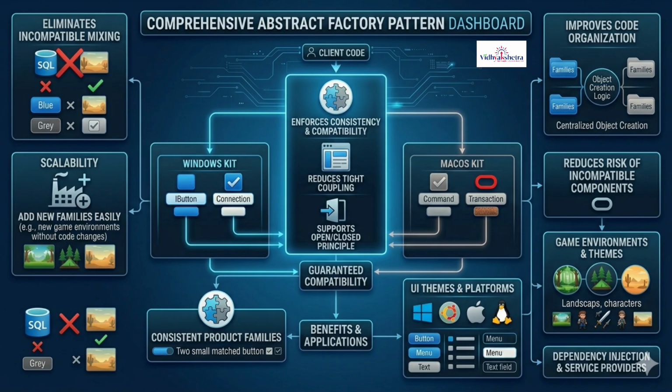The pattern also supports the open/closed principle, which is a key aspect of maintainable software design. By allowing new families of objects to be added without modifying existing code, the abstract factory pattern makes the system more robust and adaptable to change. In addition, the pattern improves code organization by centralizing object creation logic. This reduces duplication and makes the code easier to read and maintain. It also enhances testability, as the client code can be tested using mock factories and objects. Overall, the abstract factory pattern is used to build flexible, scalable, and maintainable systems that require consistent object creation.